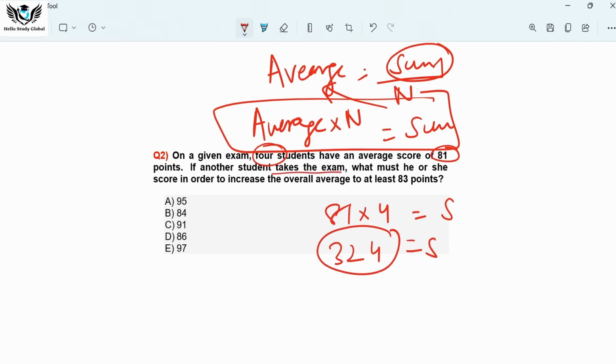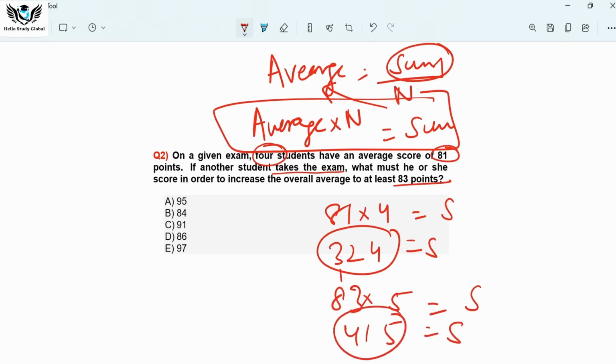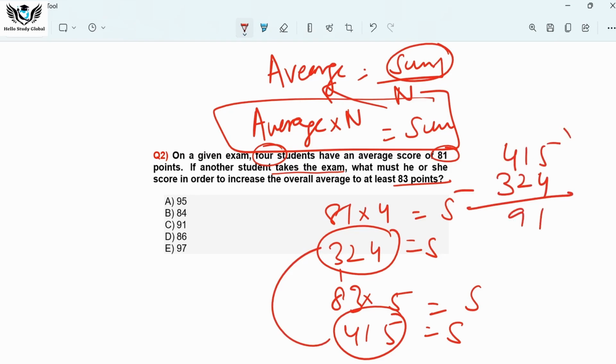Okay, if another student takes the exam, then how many students would there be? 5 students would there be. What would be his or her score in order to increase the overall average to at least 83 points? So 83 into 5 would be the total score now. So 5 3s are 15, 5 8s are 40, 41, 415 should be the total score. So what is the score of the 5th person? Simply subtract the two. 415 minus 324. So that comes out to be 91. C is the correct answer. Okay, let's move on to the next question.